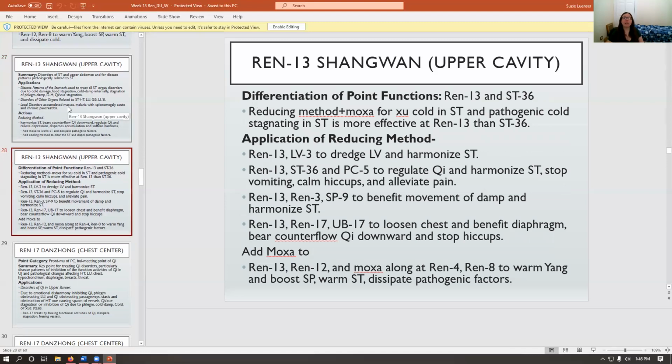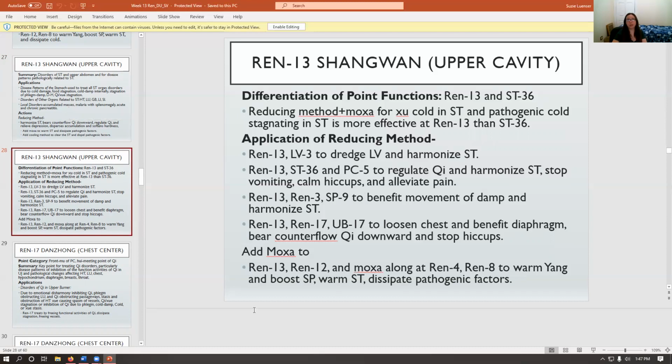So differentiating Ren 13 and stomach 36, both have a strong action on the stomach. Reducing method and moxa for deficiency cold in the stomach and pathogenic cold is more effective at Ren 13 than stomach 36. Stomach 36, I would argue, of all of our go-to stomach points, is least effective at treating cold. So definitely Ren 13, Ren 12 before stomach 36.